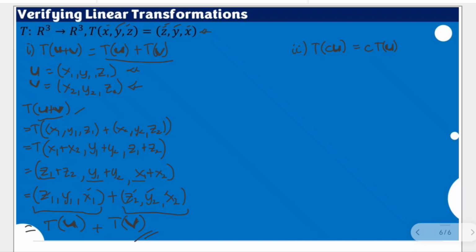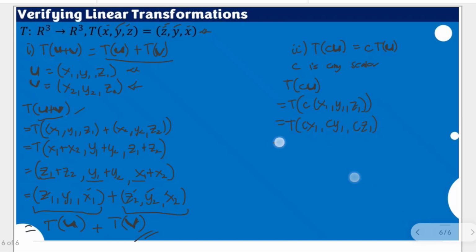Let's proceed to the second condition. Let c be any scalar. So you have the transformation of c times vector u. When substituting the components of u, you have x sub 1, y sub 1, z sub 1. Once multiplied, you have c x sub 1, c y sub 1, and c z sub 1.